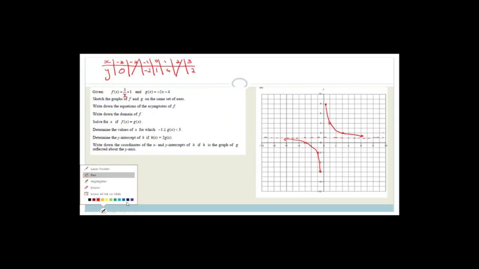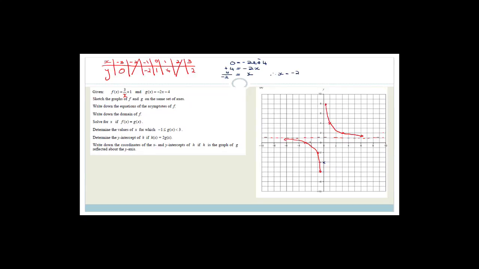Now let's do g of x. g of x is a negative straight line graph. It goes through minus 4, so it's already going through there, and it's got the gradient of minus 2. So we can solve where it cuts the x-axis by letting y equal 0. So 0 is equal to minus 2x minus 4. Then we've got 4 is equal to minus 2x. That can't be right. Oh, no wonder, that's a minus. That's a plus. Therefore, x is going to be 4 over negative 2. Therefore, x is equal to negative 2.